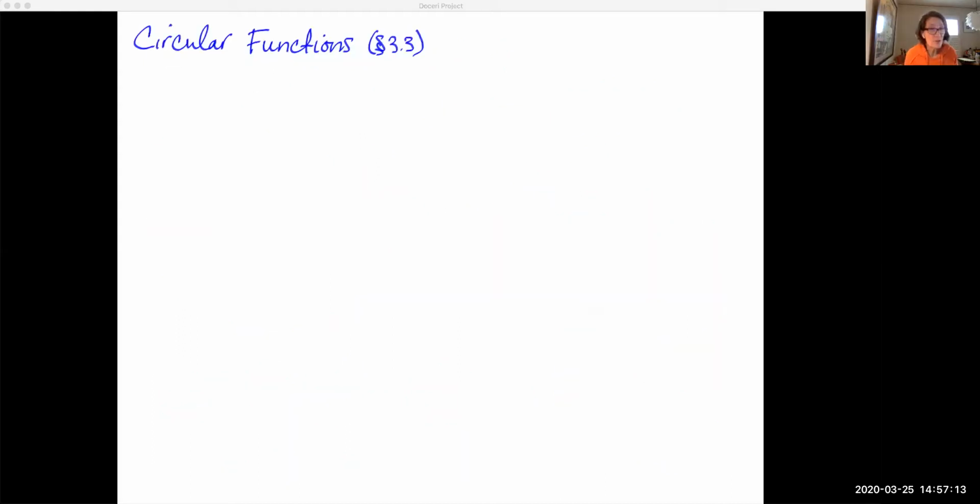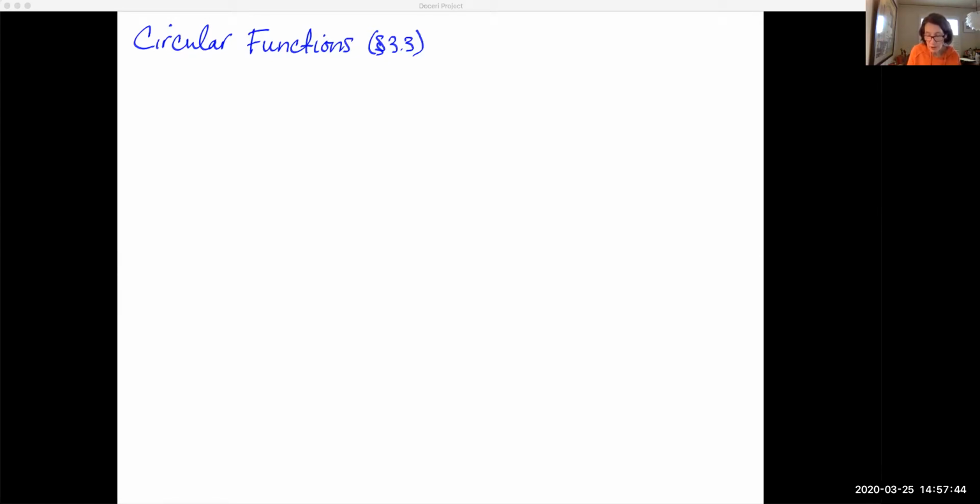So now we're going to talk about circular functions. Now, when we come back from spring break, we've never defined a function in general. So when we come back from spring break, we're going to talk about what the word function means. But right now, we know what trig functions are. They're cosine, sine, tangent, cotangent, cosecant, and secant. Those are called trig functions.